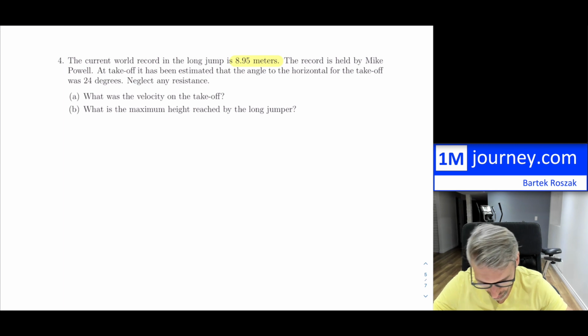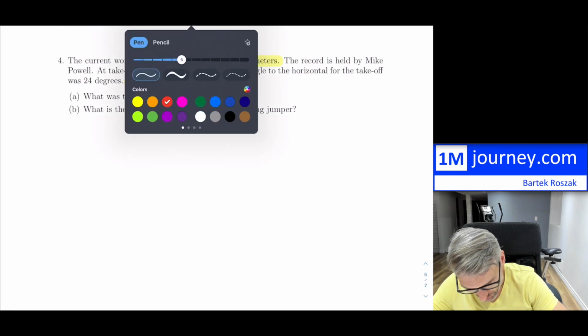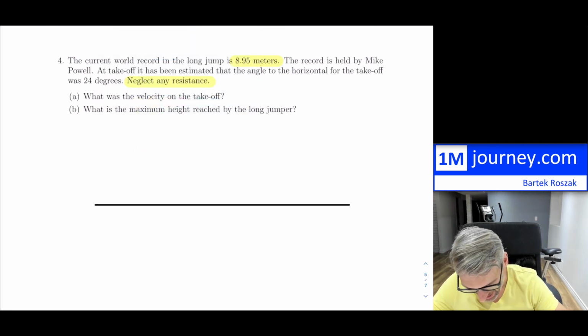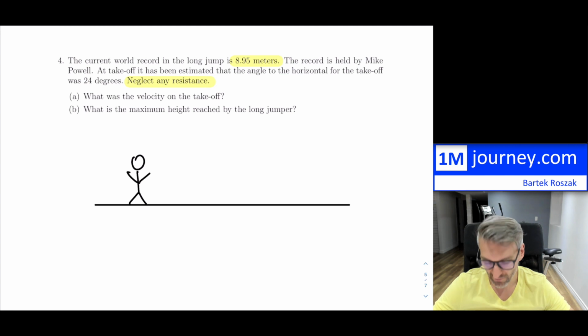So this is the current world record, the total jump. At takeoff, it has been estimated that the angle to the horizontal for Mike Powell was about 24 degrees, and we're supposed to neglect any resistance. Now, what does this remind you of? It's kinematics in 2 dimensions. Obviously, Mike Powell isn't necessarily a ball here, so let's just draw some kind of a stick figure.